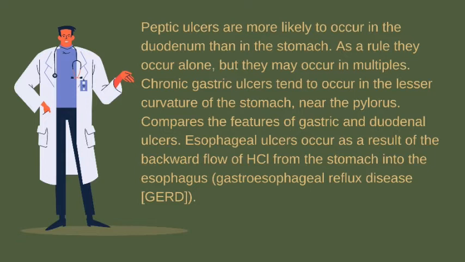Okay, and here they are telling compares the features of gastric and duodenal ulcer. So it's like that. Sometimes the ulcer may occur in a cluster form, or sometimes it will be occurring like in a single area. It can occur, but in different areas. And most of the time we see esophageal ulcer is also there, and that happens because of the backflow of HCl from the stomach into the esophagus. Okay, so we can call it gastroesophageal reflux disease.